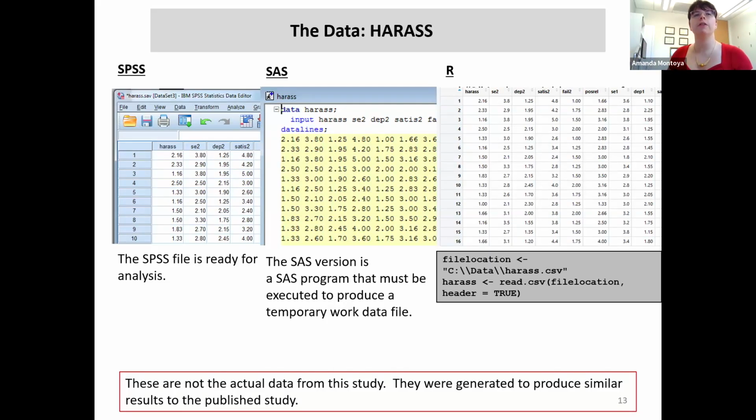If you're following along, I want you to take just a minute to load in the data. One thing that I'll mention is that these are not the actual data from the study. They're generated to produce similar results to the study, but they are not the actual data. So if you find something really interesting, I'm sorry, it's not. It's all computer generated.